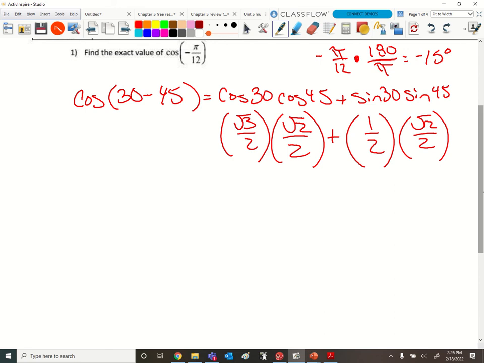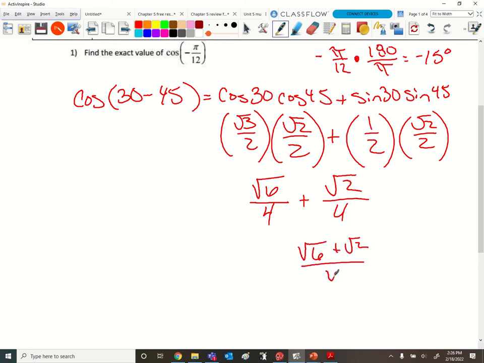Now, when I multiply radicals, I multiply the radical insides together. So rad 3 times rad 2 is rad 6, right? Over 2 times 2, 4, plus 1 times rad 2, so that's rad 2 over 4. And so I'm going to combine it over one common denominator. So it's rad 6 plus rad 2 all over 4.